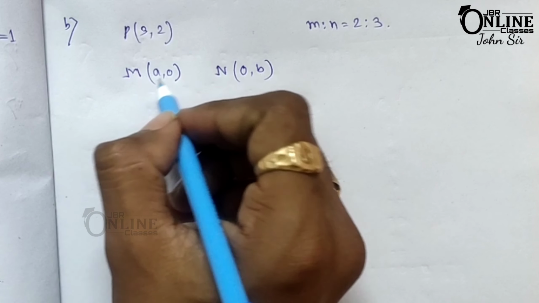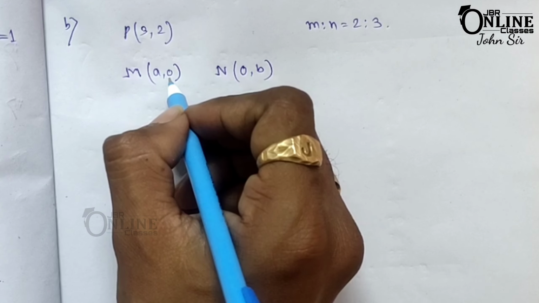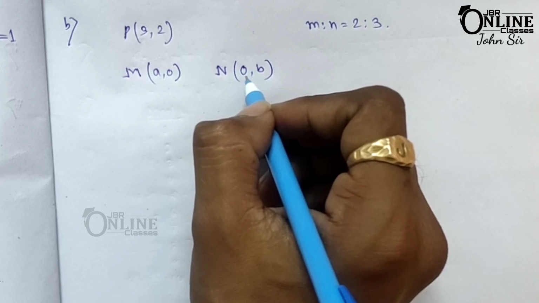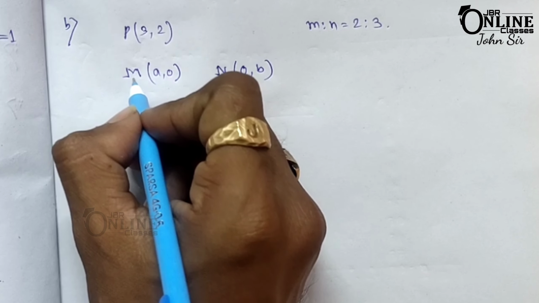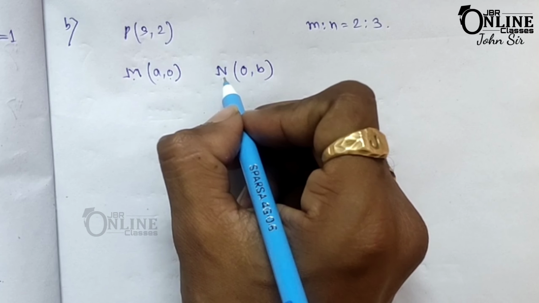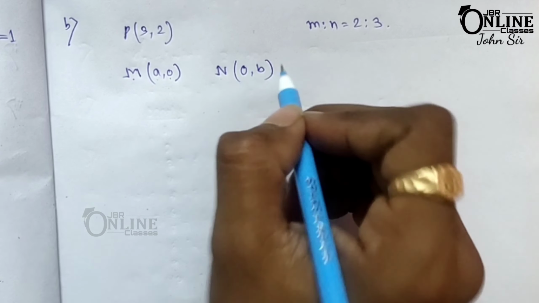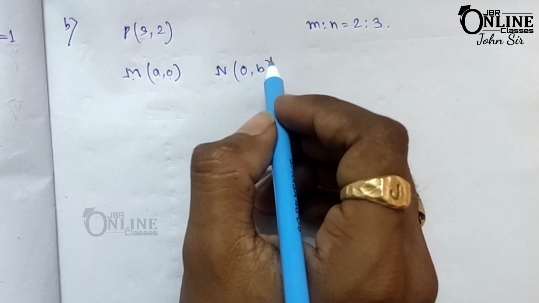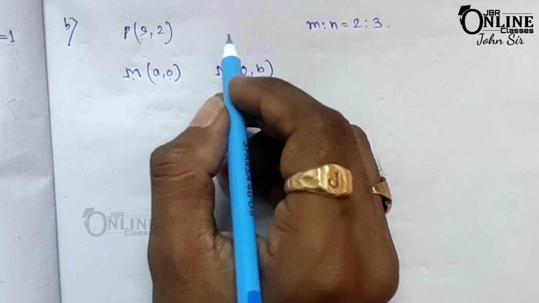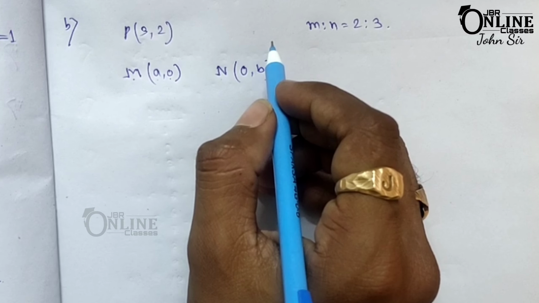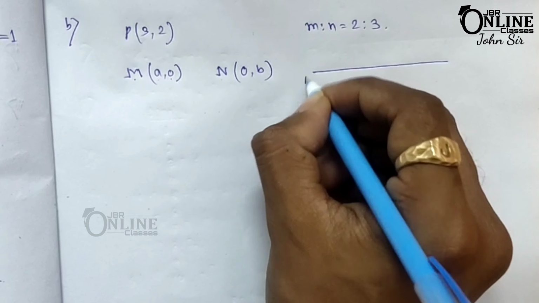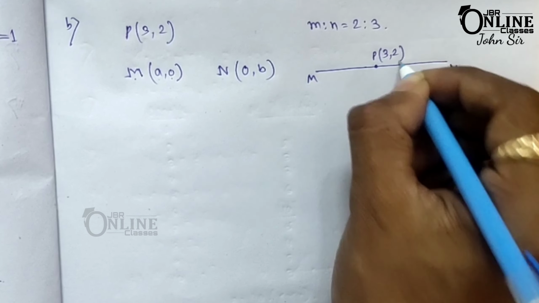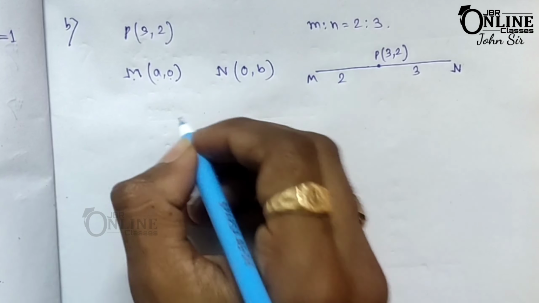When the point lies on the x-axis, then the y coordinate will be 0. When the point lies on the y-axis, then the x coordinate is always 0. So here let the coordinate of M be (a, 0) and the coordinate of N be (0, b). Now as this point P(3, 2) divides the line segment MN, suppose this is the line segment M to N, here P, so P(3, 2) divides it in the ratio 2:3.